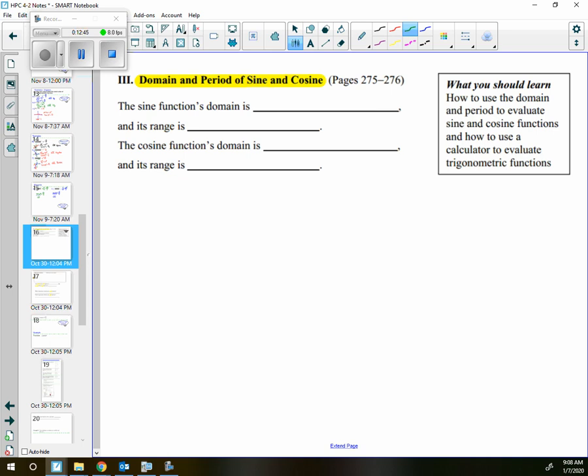So domain means the x values, what values we can use. You can use any angle measurement you want. So the input for these, if you think about it, sine of an angle measurement is equal to some ratio for your answer, right? So that ratio that we get. So the domain value is always the angle measurement. So the domain is the angle. So I can use whatever angle I want, positive, negative, whole numbers, fractions, whatever. So the domain for sine is all real numbers.